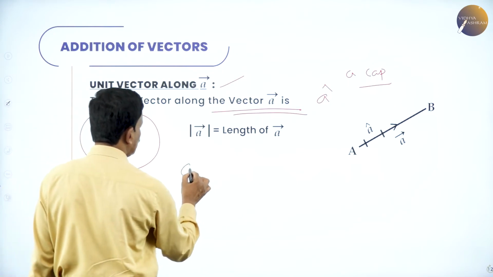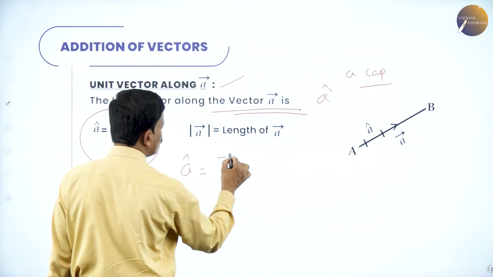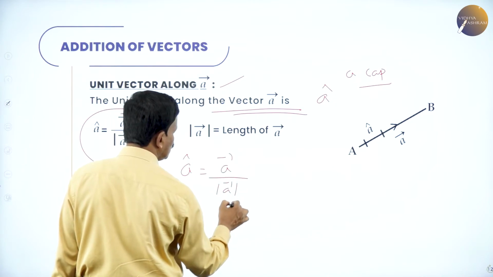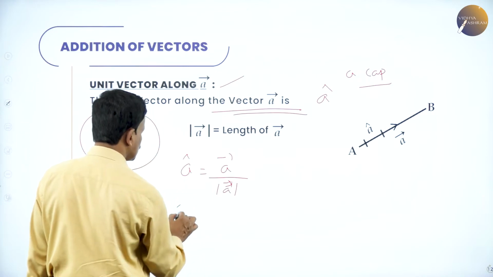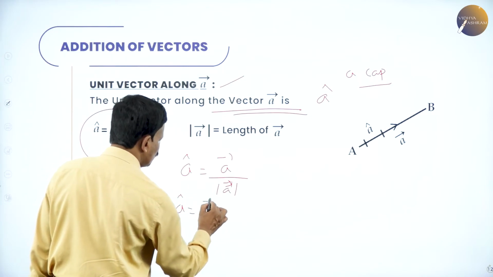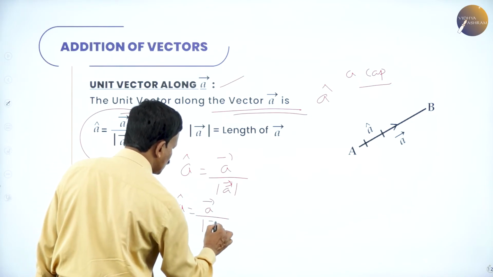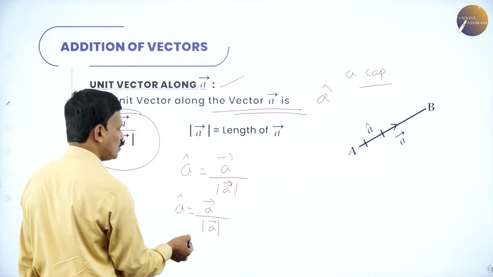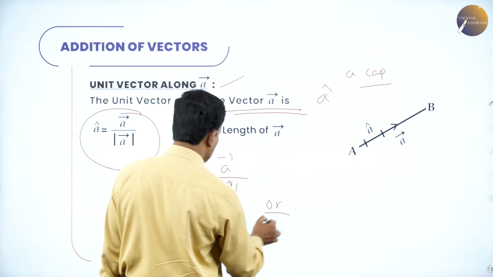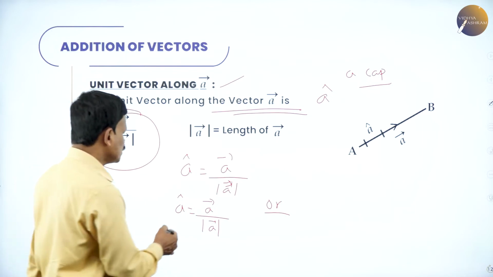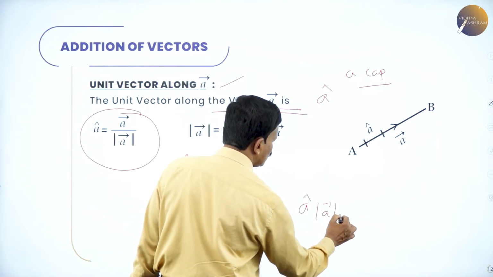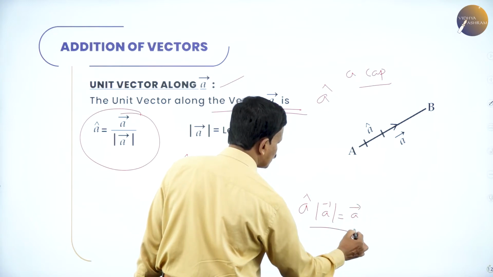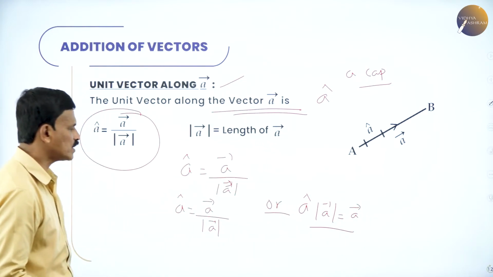So, A cap, the unit vector along A, is given by vector A divided by its own length, and it is called the unit vector. That is, A cap is equal to vector A divided by the length of vector A. Or if you want to find the vector A, the unit vector A cap into its own length will give the given vector, if you cross multiply.